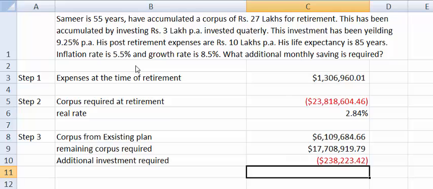So 2,38,223 rupees is what is required on a monthly basis for Samir to reach his target. That is the monthly investment required, and that's the answer.